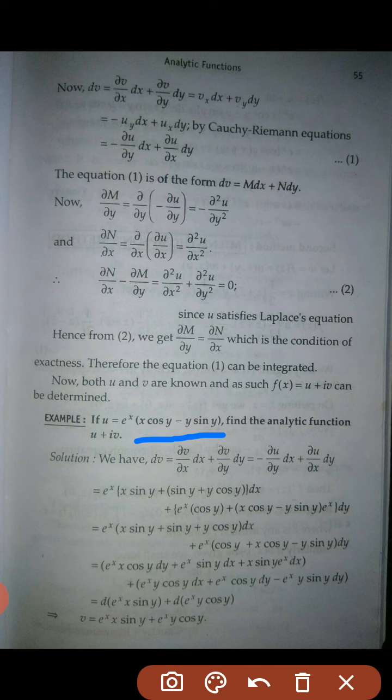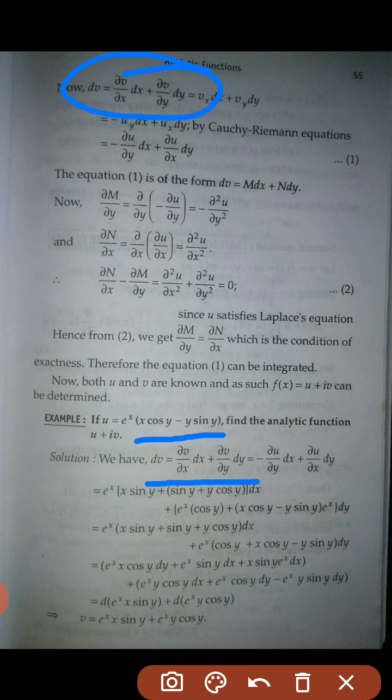So, as earlier I have told, whenever you have to consider the analytic function, then one function is given to you, either it is u or v, and with the help of the Cauchy-Riemann equation, you will just find the other function v. Since here u is given, we have to find the value of v. For finding the value of v, we will use the differential equation like this: dv equals del v by del x into dx plus del v by del y into dy.